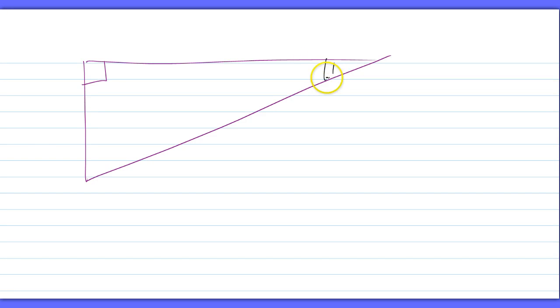This is going to be a 30, 60, 90 triangle. 30 degrees is the small angle. It's opposite the small side. 60 degrees is the bigger acute angle. It's opposite the longer leg. And in these 30, 60, 90 triangles, the short leg is the key.